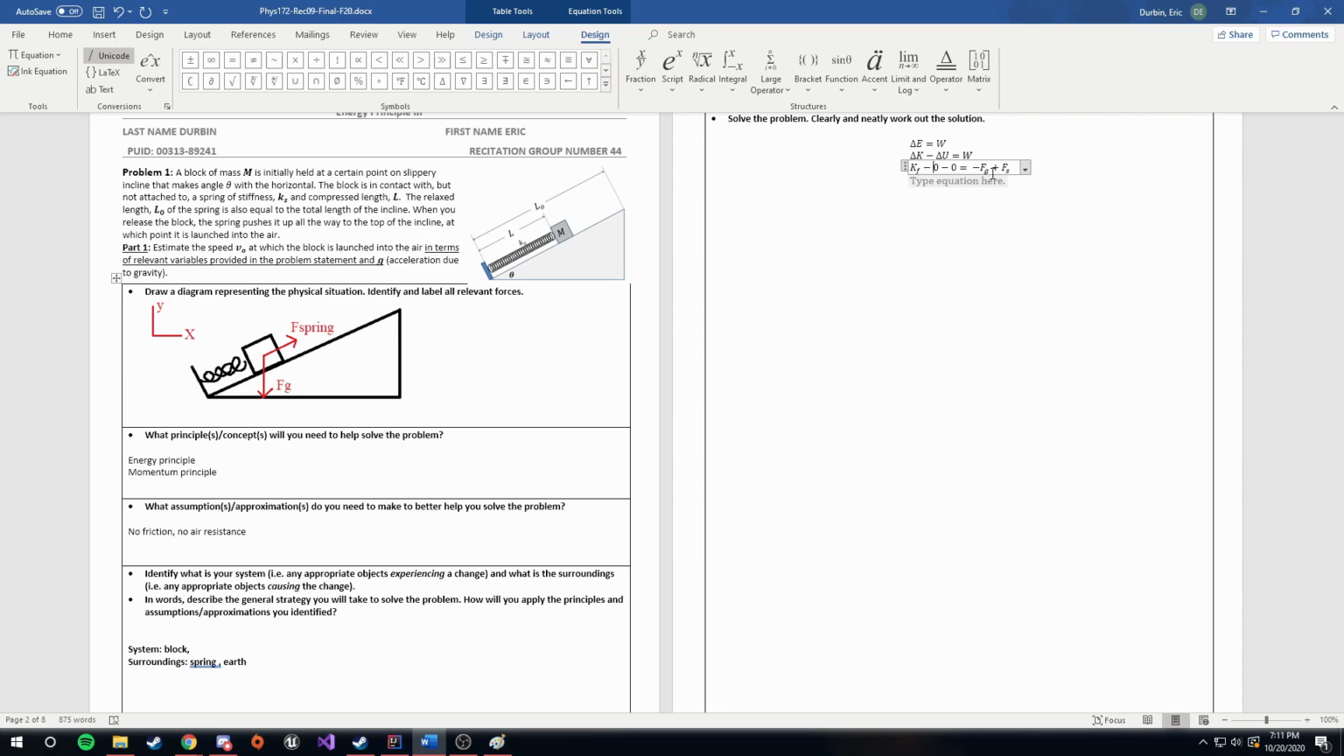Okay, so the two zeros are the final potential energy minus the initial potential energy. Those are both zero. I mean, this would be easier. Plus.